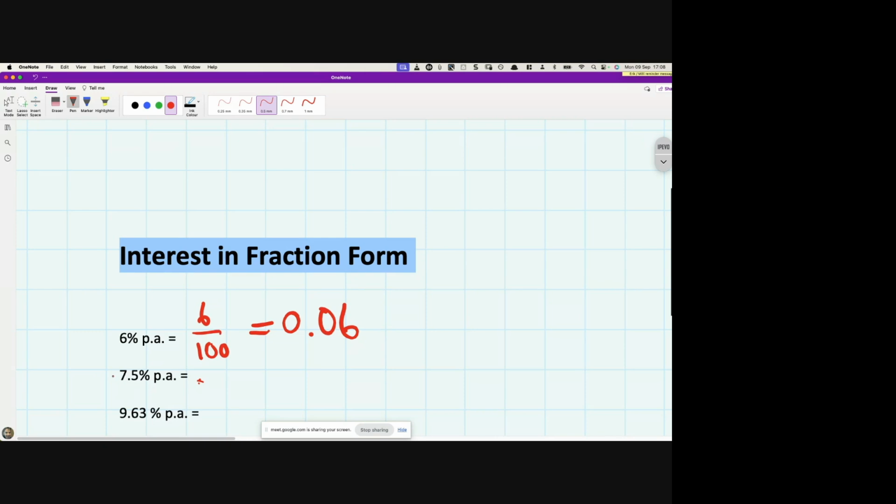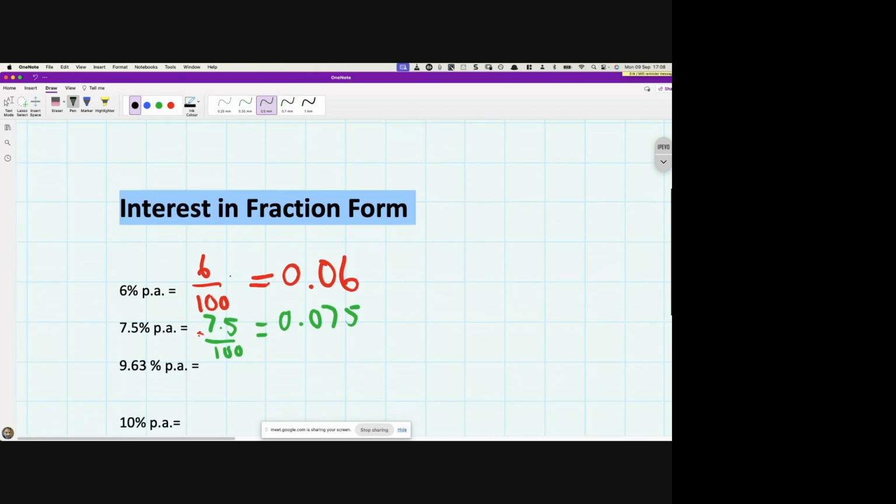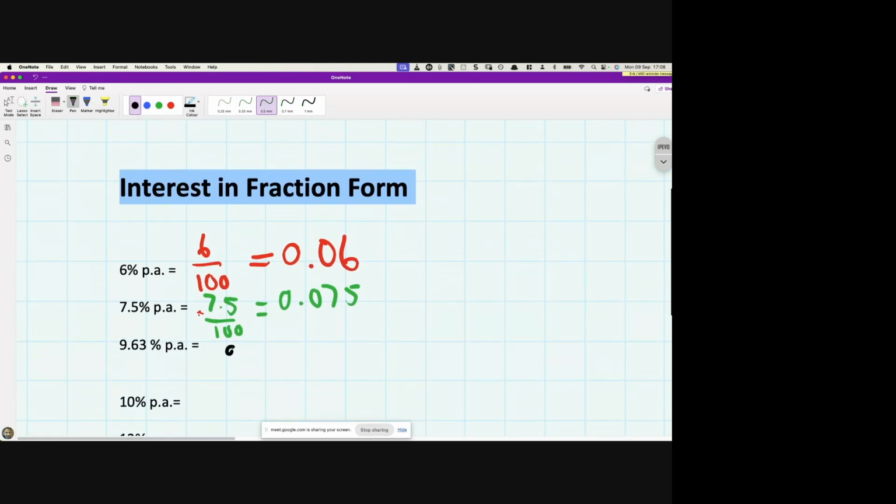So if I had to write 7.5% as a fraction out of 100, I would write that as 7.5 over 100, or I could write it as 0.075. Now, what about 9.63%? Well, we can write that as 9.63 over 100, but that's a bit clumsy. The easier way to do this is to write it as 0.0963. What you can also do is, if you put into your calculator 9.63 over 100, it will automatically give you that.